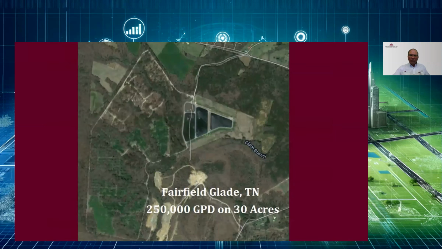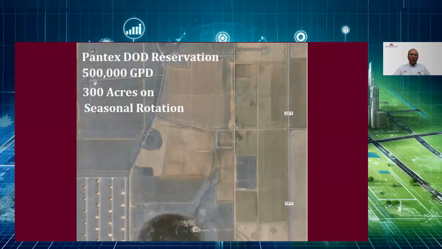Here's a large one that we did in the state of Tennessee called Fairfield Glade. It was 250,000 gallons per day on about 30 acres. Here's a lagoon process that was being used to treat the wastewater. This is a 500,000 gallon per day one that was on about 300 acres up near Amarillo, Texas, and was on a property that belonged to the government.